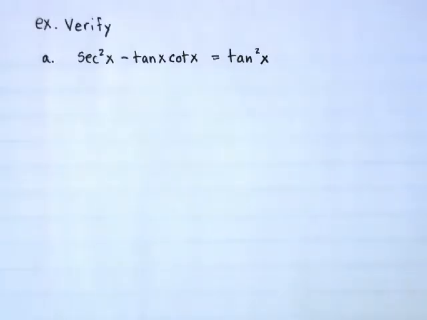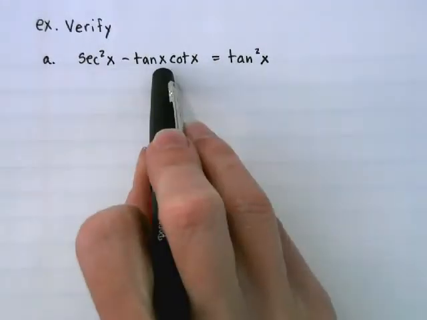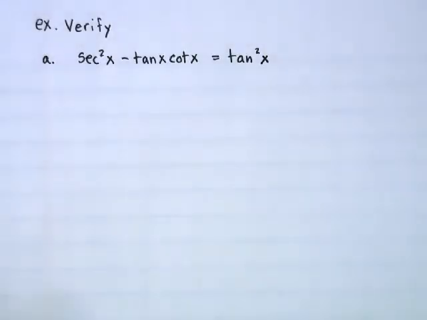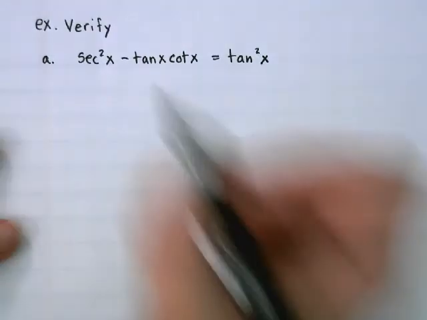So we're going to verify. This first one is secant squared x minus tangent of x cotangent of x is equal to tangent squared x. So the first thing you need to do is decide which of these sides is the simpler one, or the more complicated one, because that's typically the one that's going to be the easiest to transform. So in this case, that means we're going to transform this side. The next step is to turn everything in terms of sine and cosine.